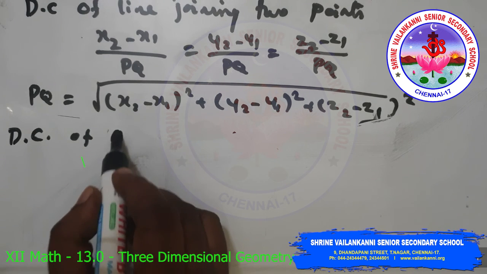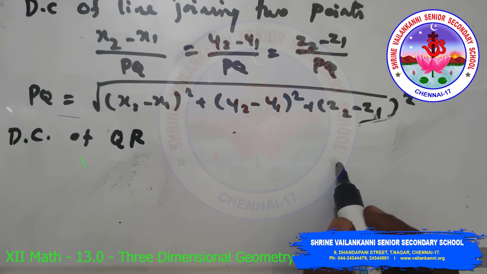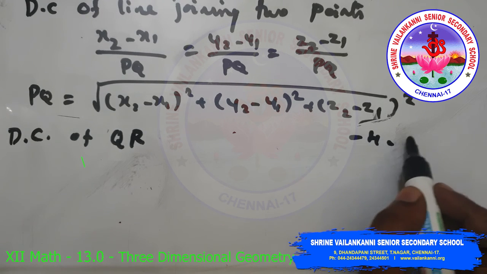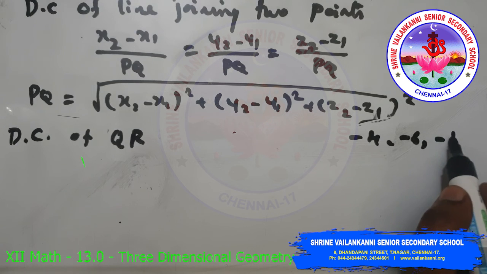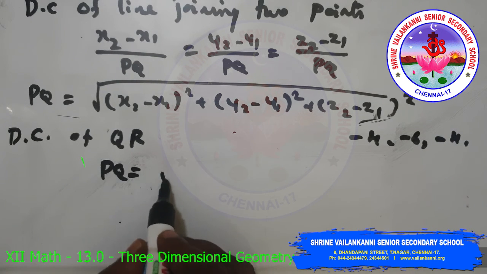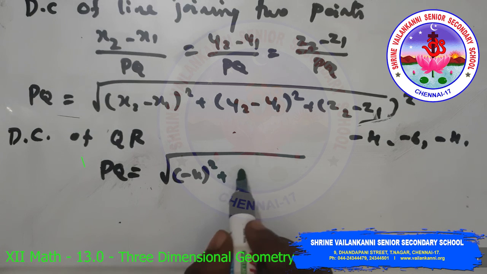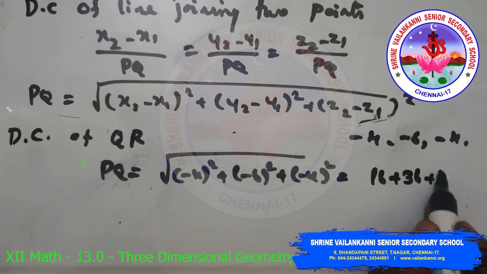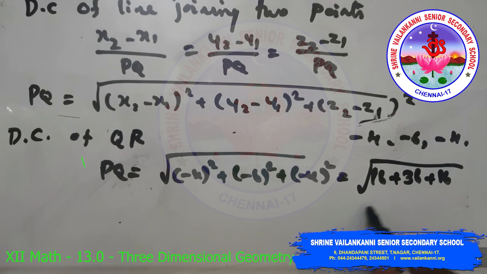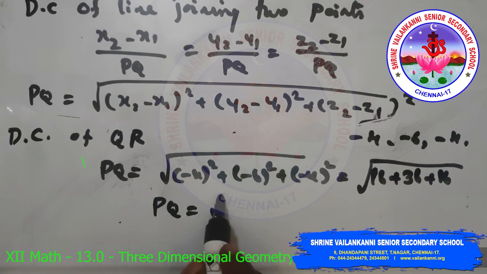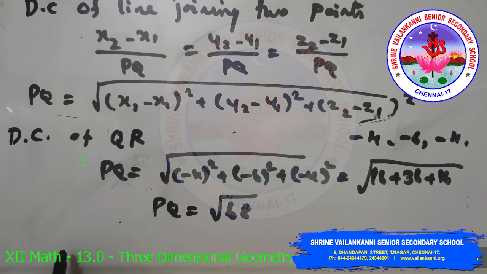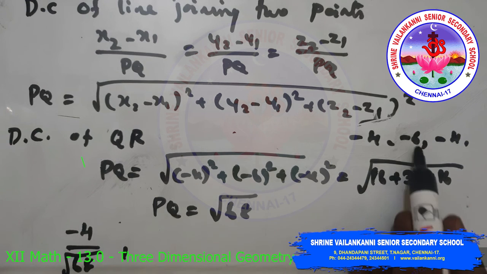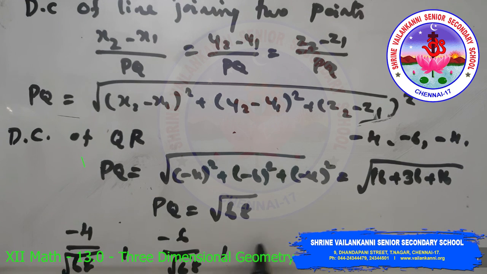Now we have to find DCs of QR. We got DRs of QR, which are minus 4, minus 6 and minus 4. So QR is square root of minus 4 whole square plus minus 6 whole square plus minus 4 whole square, which is 16 plus 36 plus 16, which is equal to root 68. So DCs of QR are minus 4 by root 68, minus 6 by root 68, minus 4 by root 68.